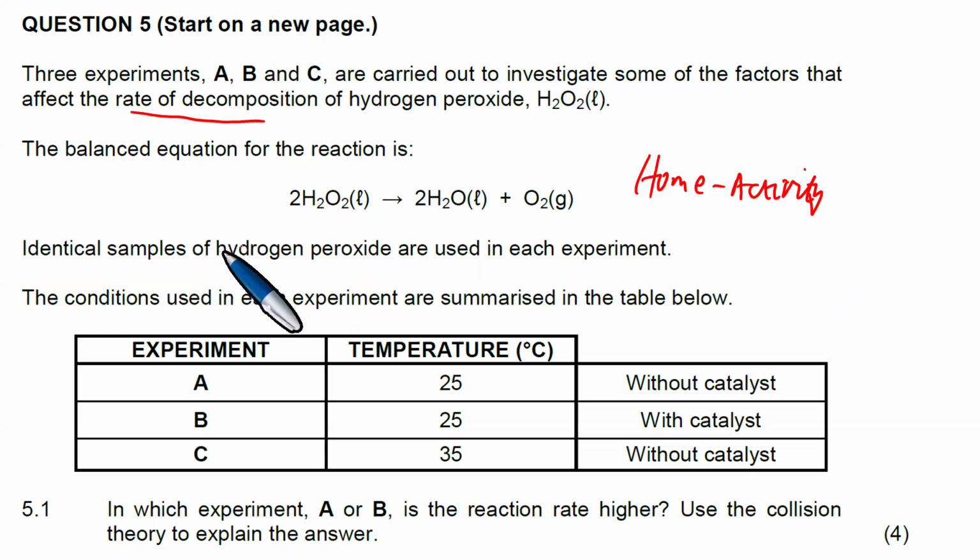Identical samples of hydrogen peroxide are used in each experiment, and we can see that it is a decomposition reaction because the hydrogen peroxide, H2O2, breaks down to water and oxygen. The conditions used in each experiment are summarized in the table below. Experiment A, B, C, temperature 25, 25, 35, without a catalyst, with a catalyst, and without a catalyst. In which experiment, A or B, is the reaction rate higher? Use collision theory to explain your answer for 4 marks.